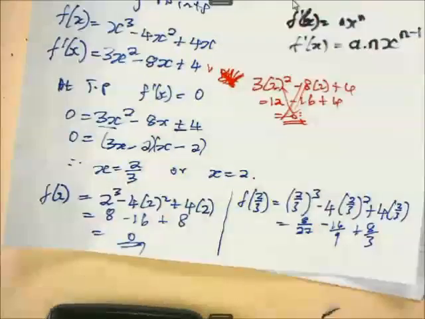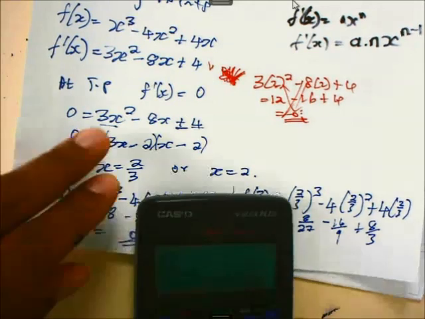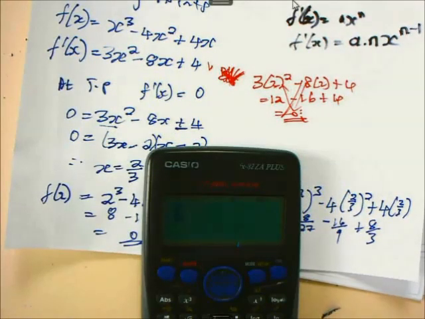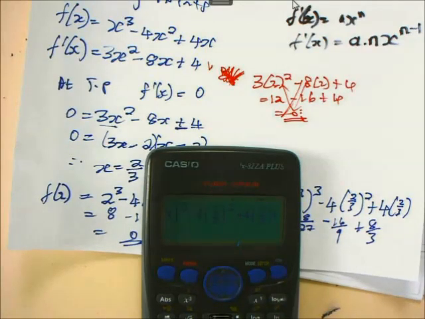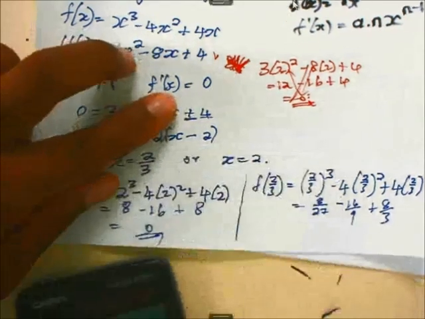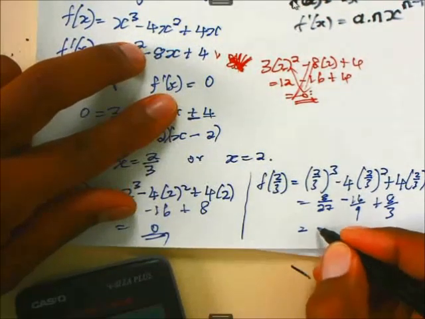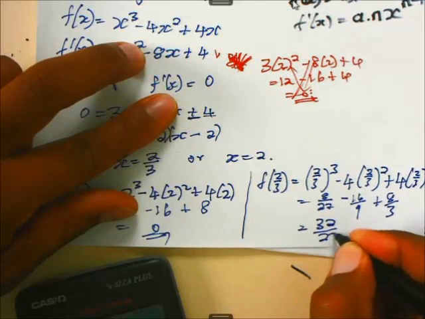We can quickly also work it out on the calculator to see what we are going to get there. We have 2 divided by 3 all to the exponent of 3, and now minus 4 multiplied by 2 divided by 3 all squared, and now plus 4 multiplied by 2 divided by 3. This last one we just multiply because it's the exponent of 1. Of course, at the end of the day, we are going to get 32 divided by 27.